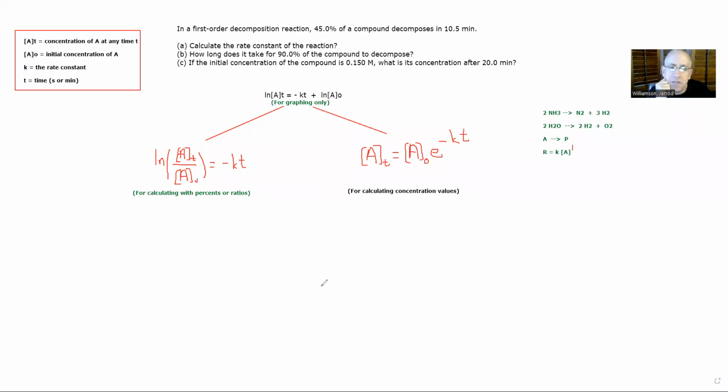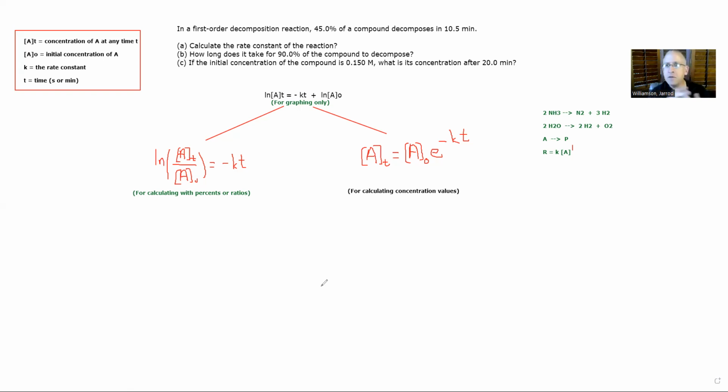Okay, this is Dr. Williamson working another kinetics problem. Here it says in this problem, in a first order decomposition reaction, 45% of a compound decomposes in 10.5 minutes. Calculate the rate constant of the reaction. How long does it take for 90% of the compound to decompose? And if the initial concentration of the compound is 0.150 molarity, what is its concentration after 20 minutes?